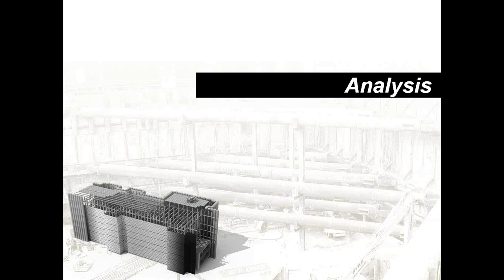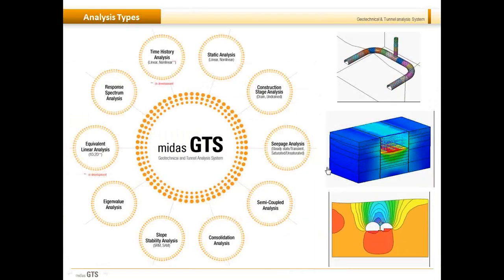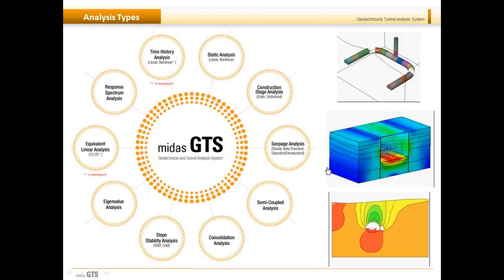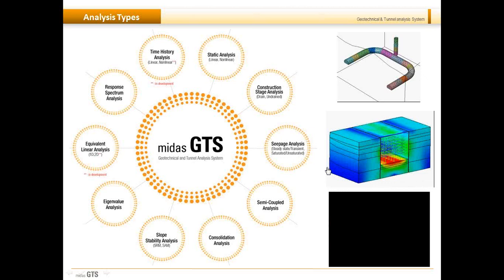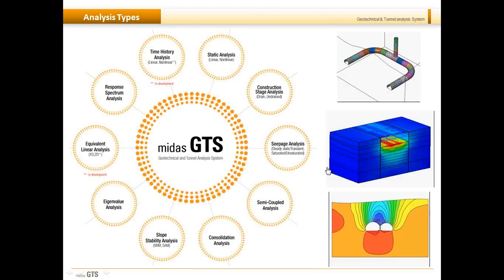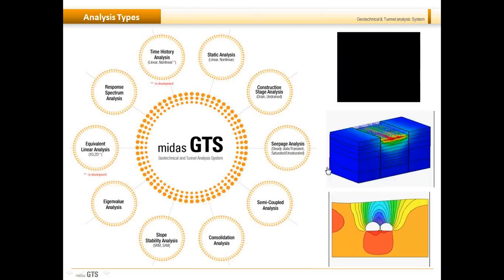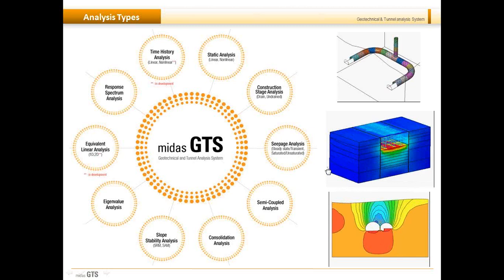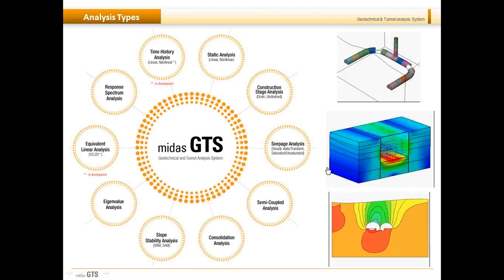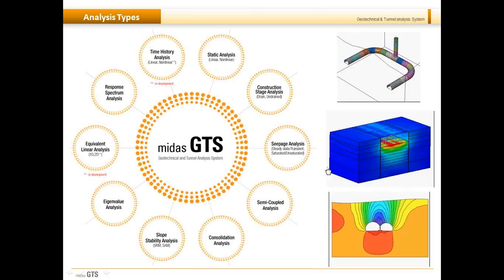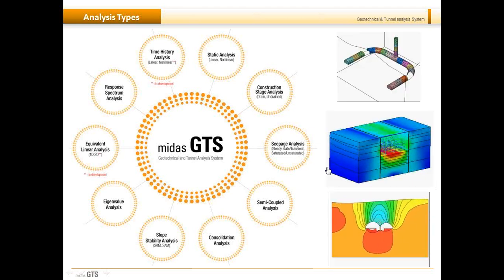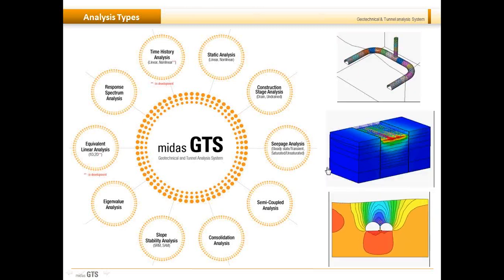In the analysis, in GTS, we can perform static analysis, linear, nonlinear, construction stage analysis, covering the drained or undrained conditions in the ground, or the seepage analysis for steady state or transient state, and semi-coupled analysis using, for example, the seepage analysis results in the stress evaluation of a tunnel. Consolidation analysis, slope stability analysis using the SRM and the SAM, eigenvalue or the free field analysis for the dynamic analysis, and we can also perform equivalent linear analysis in 1D, response spectrum analysis, and linear time history analysis.